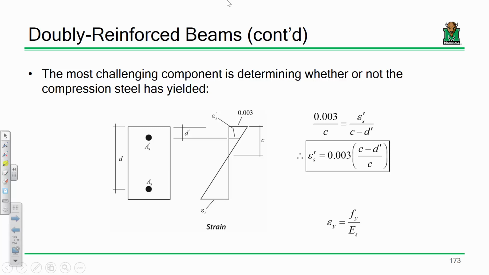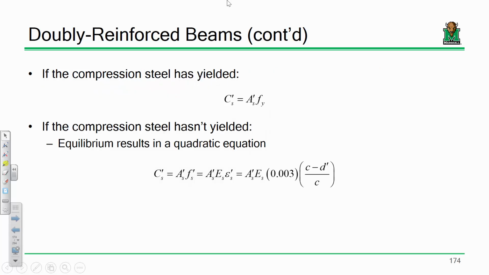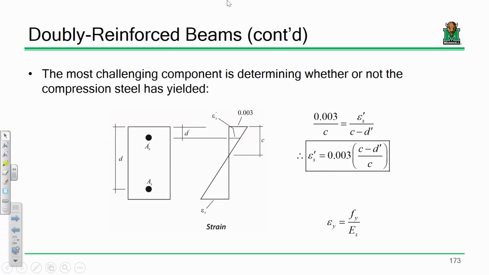So where does a doubly reinforced beam get complicated? Well, it gets complicated because you have two potential cases: one where the compression steel yields, and one where it doesn't. And when it doesn't yield, that's when it gets a little complicated. So let me hold off on this next slide, because I want to explain what happens when the compression steel yields and when it doesn't yield.